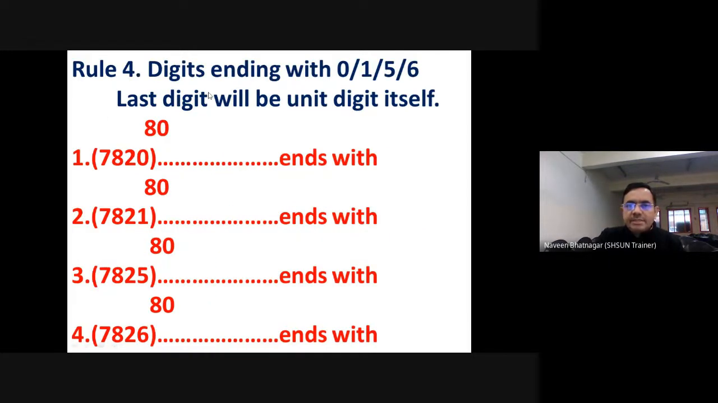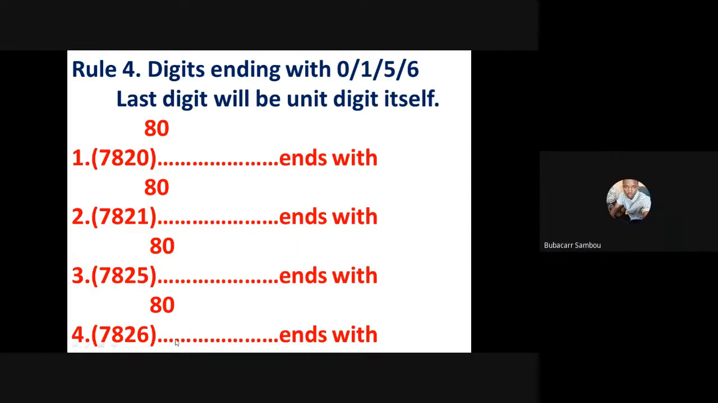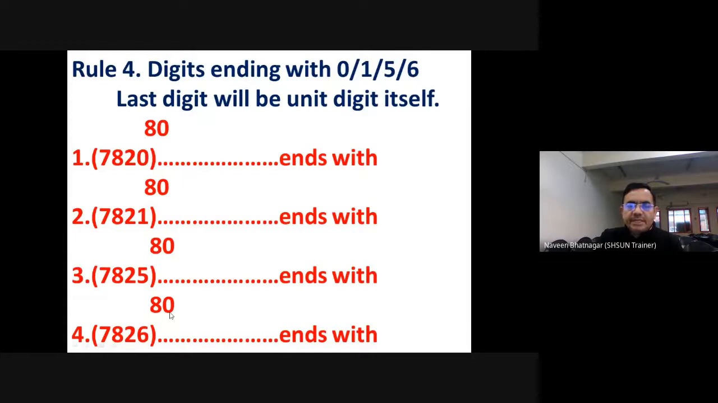For digits ending with 0, 1, 5, 6, the last digit will be the unit digit itself. So I can say 7820 raised to power 80 will end with 0. 7821 raised to power 80 will end with 1. Multiplied any number of times, you will get 1. 7825 will end with 5. 7826 raised to power 80 will end with 6.